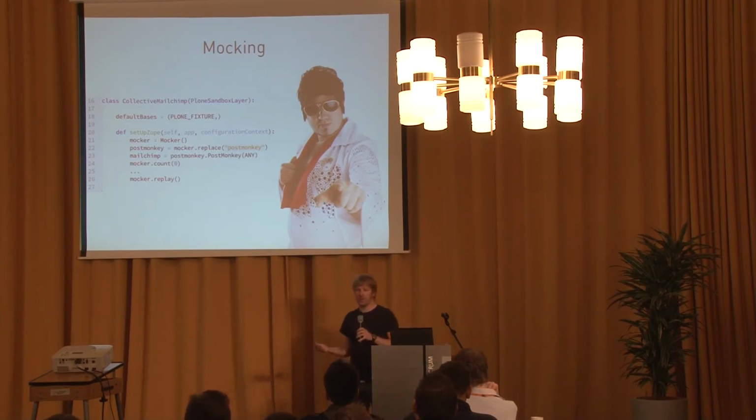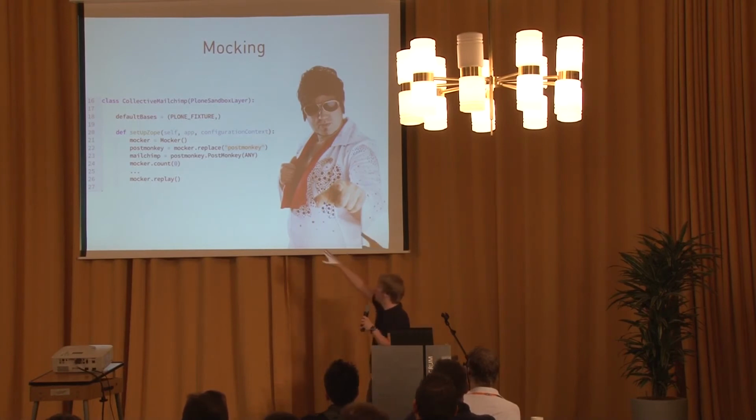I could test the real thing. My test could actually call the MailChimp API every time I run them, but then my test wouldn't really test the code that I write, and it would depend on the servers being up. So I don't want that, because it takes too long. So what I do here is I create a mocker object. This code uses the Python mocker library. There are plenty of others. So for each test, I create a mocker object that replaces the postmonkey import.